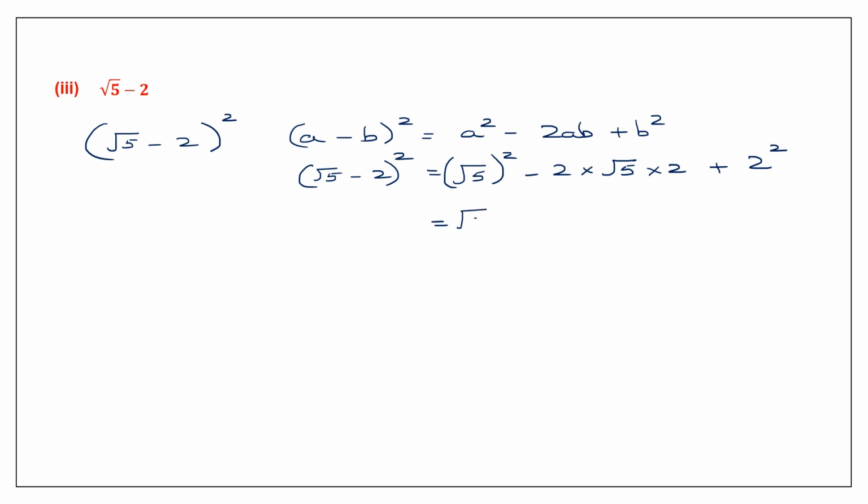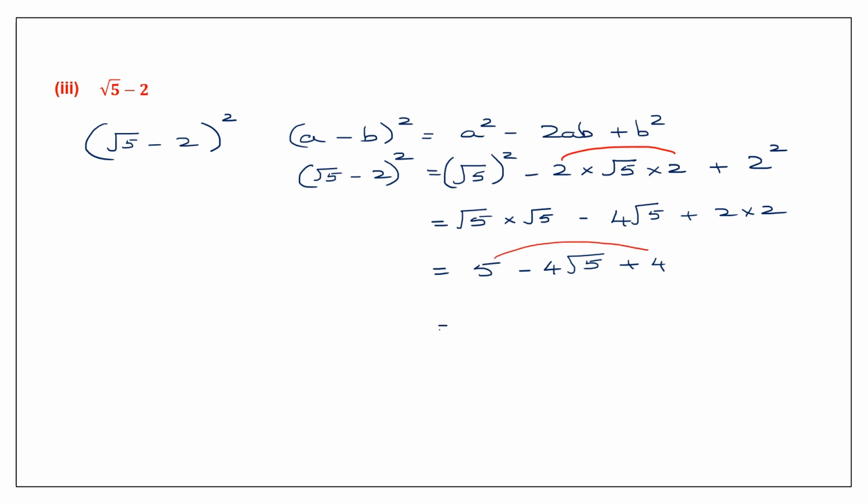So root 5 square means root 5 into root 5 minus, here we can multiply 2 into 2. So here we have 2 into 2, that is 4, and we have 4 root 5 plus 2 square, which is 2 into 2. So this is root 5 into root 5 is 5 minus 4 root 5 plus 4. Now we can add up these two. 5 plus 4 is 9. So that is 9 minus 4 root 5. So this is our final answer, 9 minus 4 root 5.